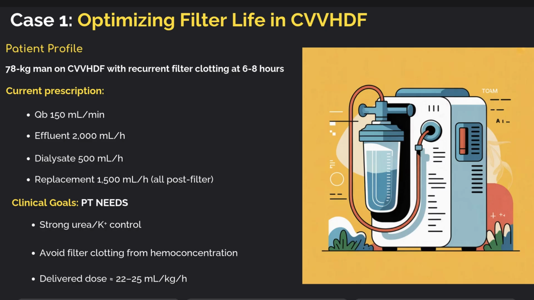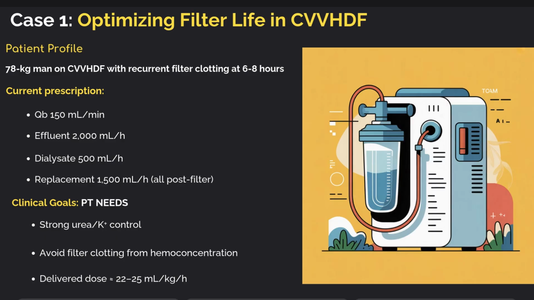Starting with case 1, optimizing filter life in CVVHDF, we have a 70-80 kilogram man on CVVHDF who is experiencing recurrent filter clotting every 6 to 8 hours. Let's look at his current prescription. His blood flow rate is 150 milliliters per minute. His effluent flow is 2 liters per hour. His dialysate is 500 milliliters per hour. Replacement fluid is 1.5 liters per hour, all given post-filter.